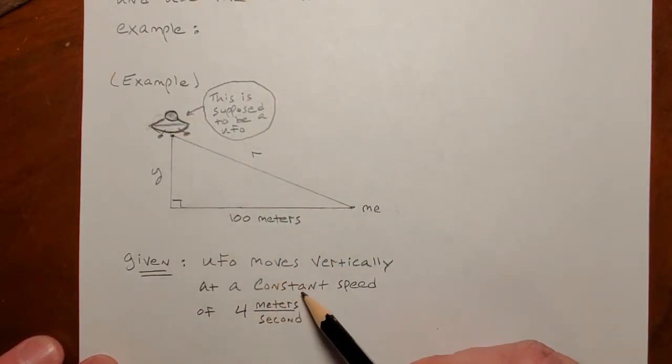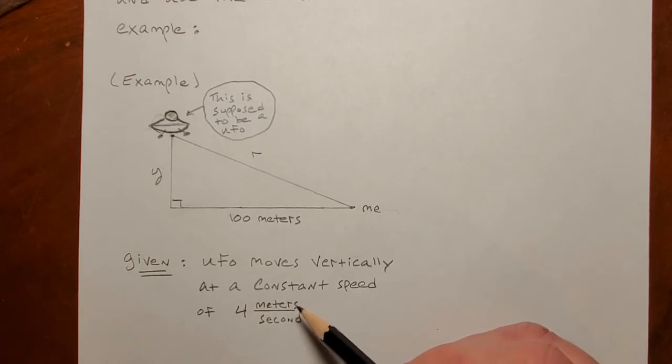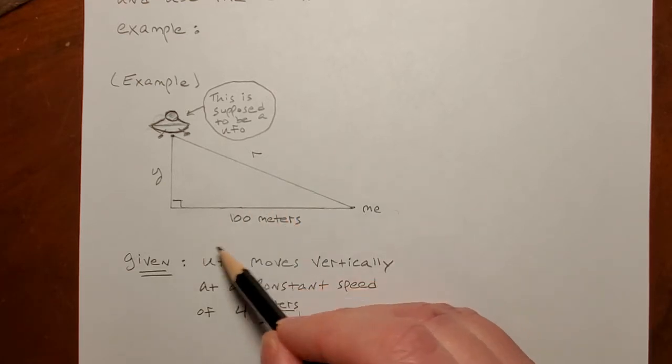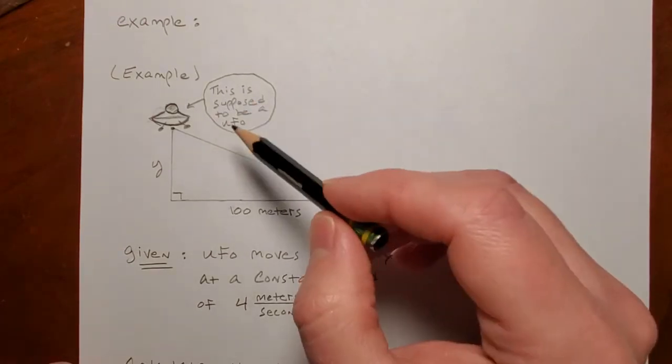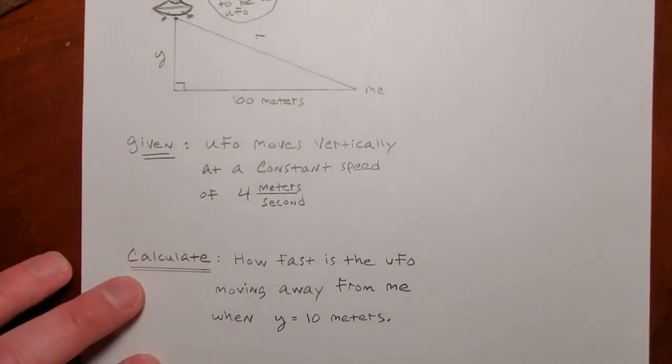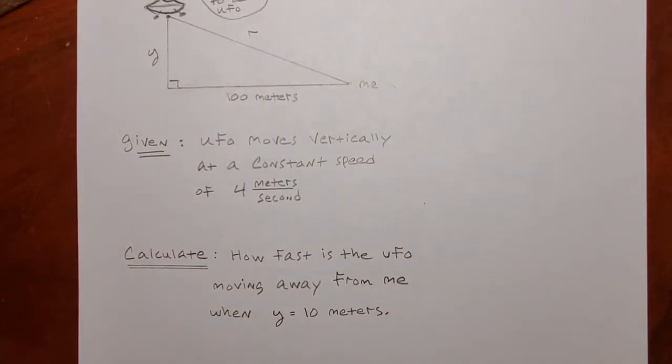When I say constant, it means it's not speeding up and it's not slowing down. It's moving 4 meters for every 1 second that goes by. I'm standing 100 meters away. So, let that sink in. It's a pretty extravagant thing to see a UFO. Suppose that, given that, I want you to calculate how fast the UFO is moving away from me when it's 10 meters above the ground.